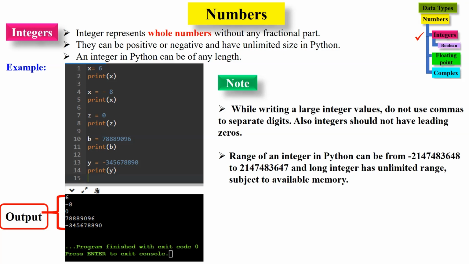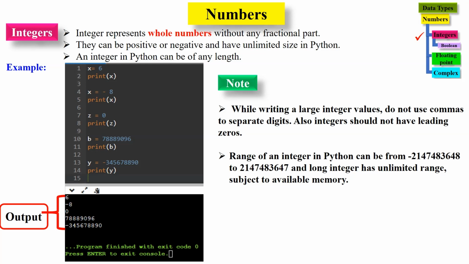In example 2, a variable named x is created and assigned the value -8. This means that the negative integer -8 is stored in the variable x. The print function is used to display the value of the variable x on the console. In this case, it will print the value -8 as output.